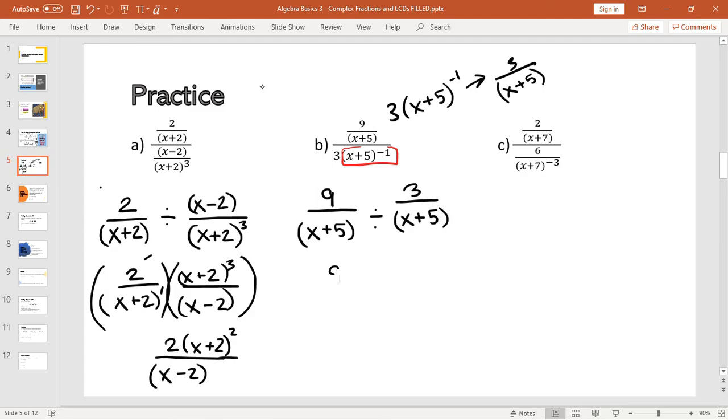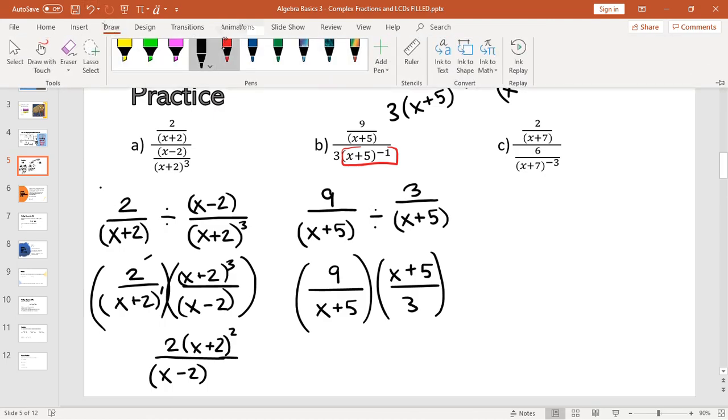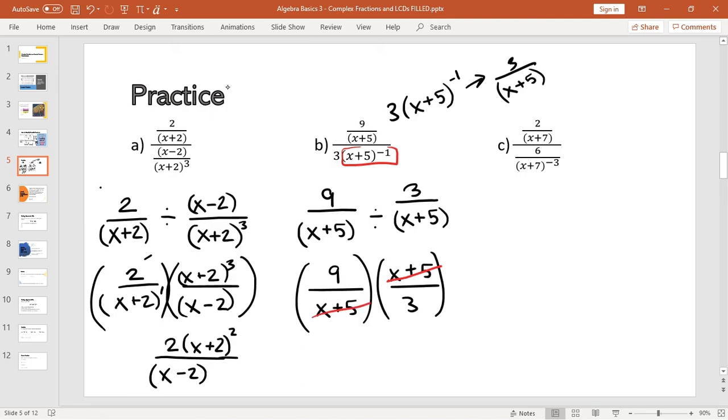Same thing. First fraction stays. Less, I'm going with less brackets this time. Second fraction flips. There we go. And let's look at what we can do. I can cancel this with this. x plus 5, x plus 5. Those are the same. 9 over 3. 3 goes into 3 one time. 3 goes into 9 3 times. My final answer? 3. So that was an awesome one.